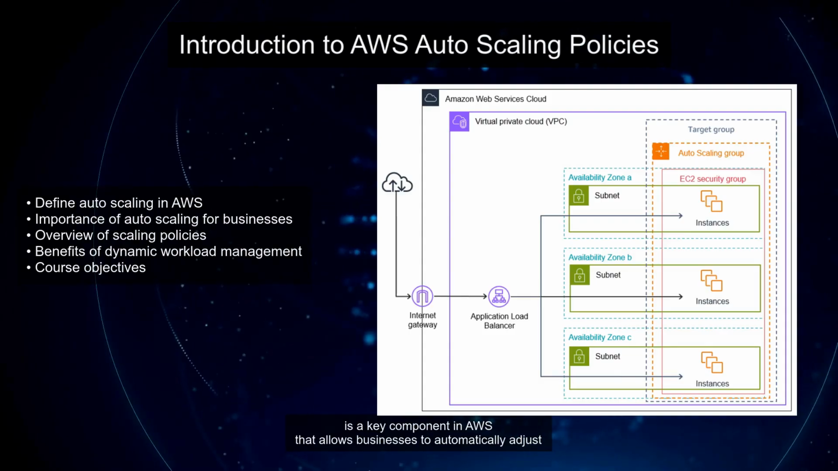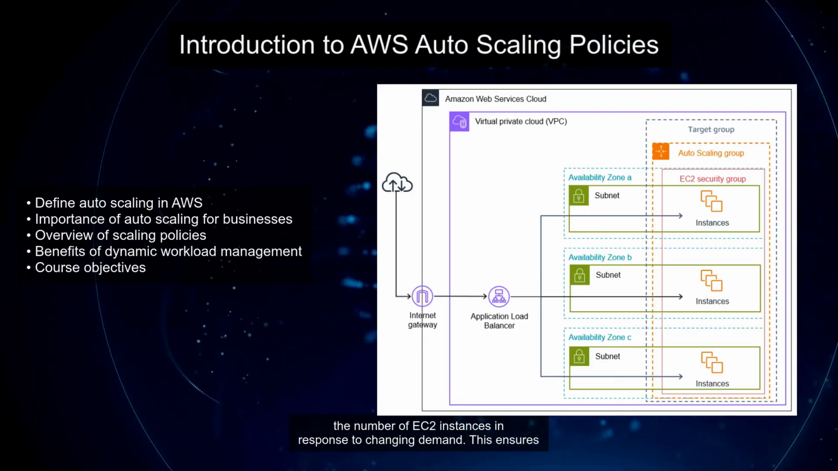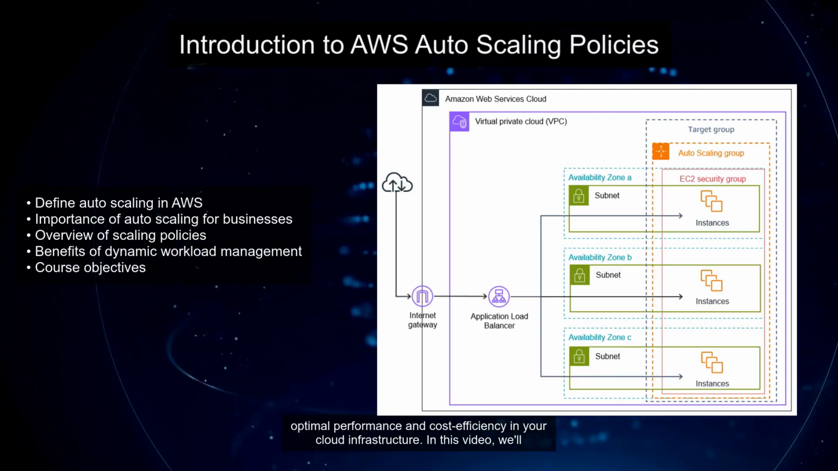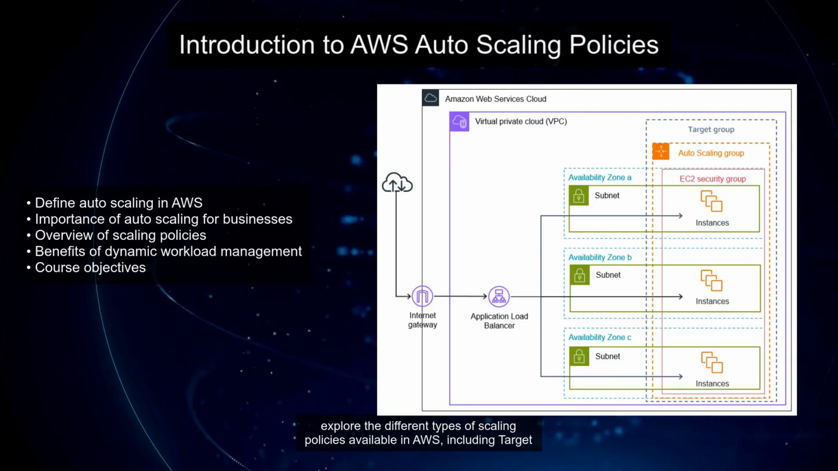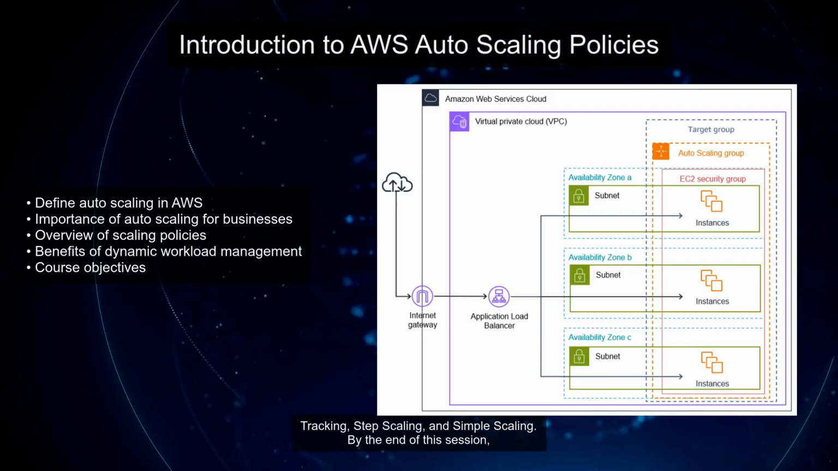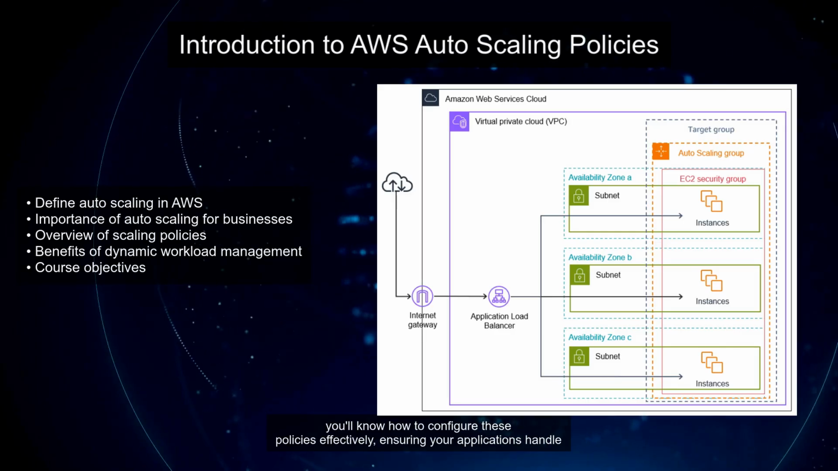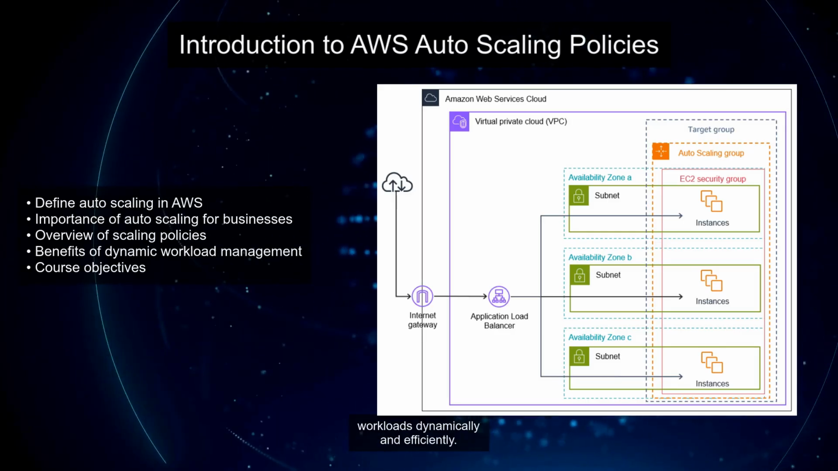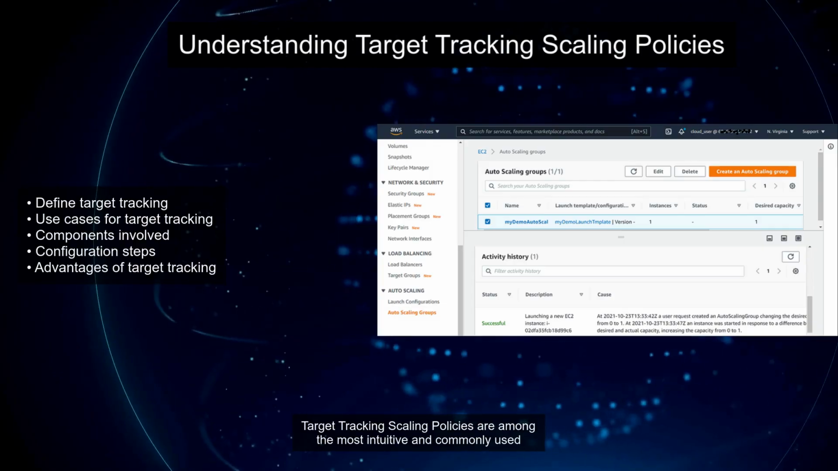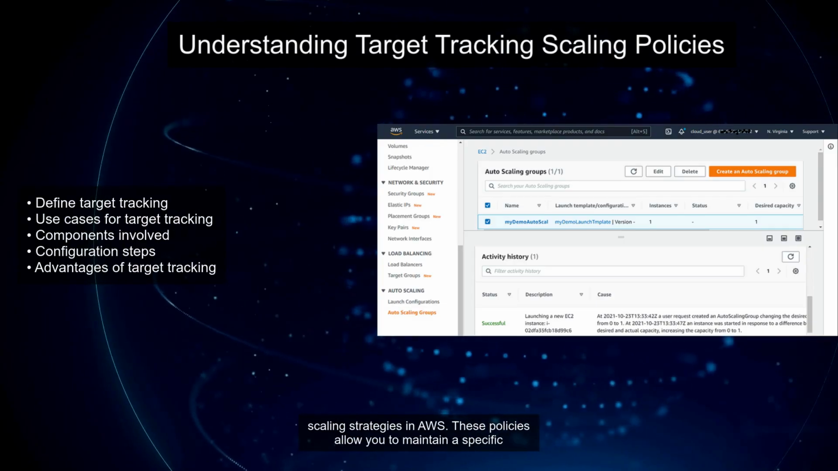Auto-scaling is a key component in AWS that allows businesses to automatically adjust the number of EC2 instances in response to changing demand. This ensures optimal performance and cost efficiency in your cloud infrastructure. In this video, we'll explore the different types of scaling policies available in AWS, including target tracking, step scaling, and simple scaling. By the end of this session, you'll know how to configure these policies effectively, ensuring your applications handle workloads dynamically and efficiently.